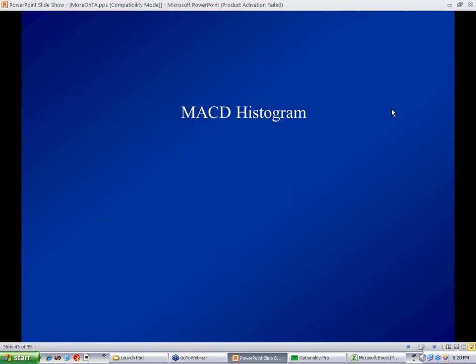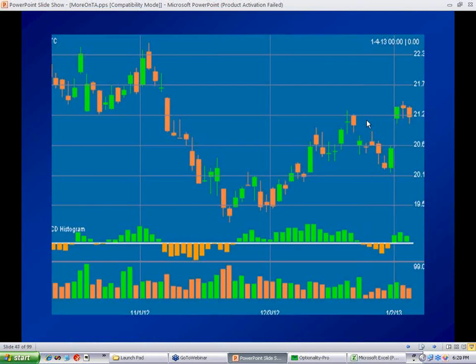MACD histogram is a close cousin to MACD because it's really the same thing, except it's drawn differently in the graphics. MACD histogram is one of my favorite indicators, and the reason is because it is so visually blatant. It's so easy to see what you want to see. The MACD histogram really generates a bunch of bars like you're seeing down here. This is the MACD histogram.